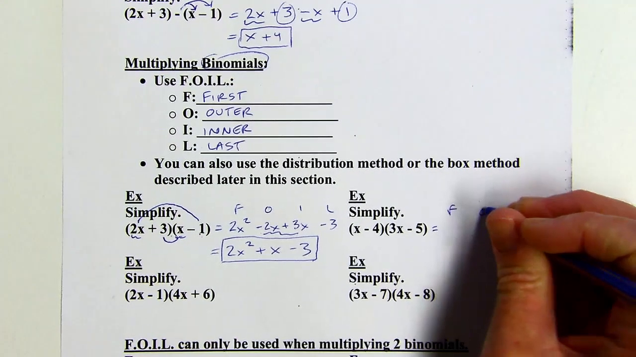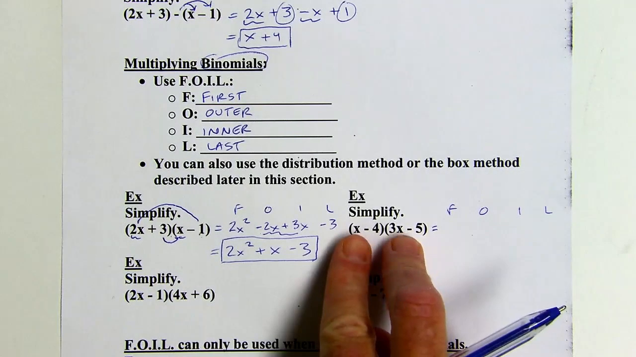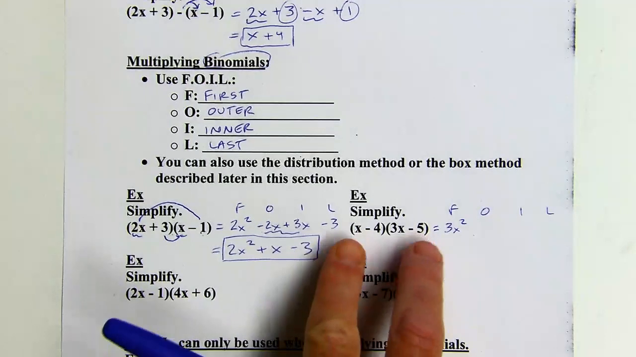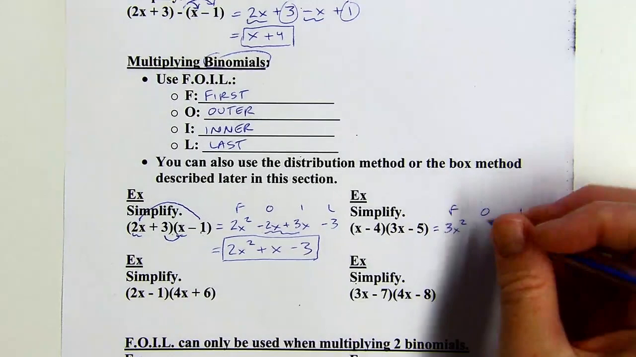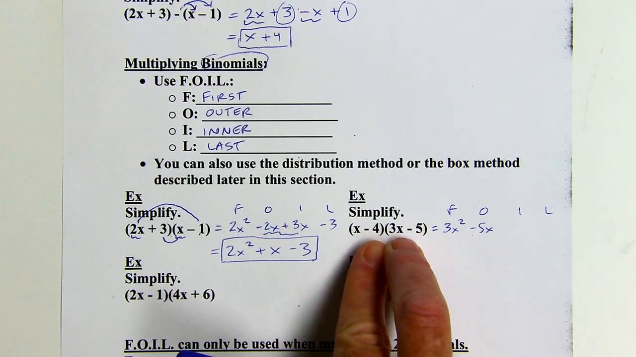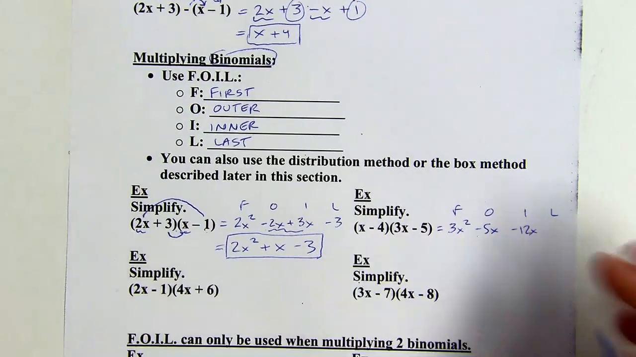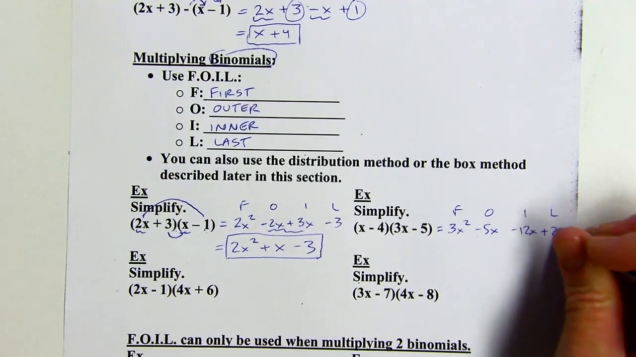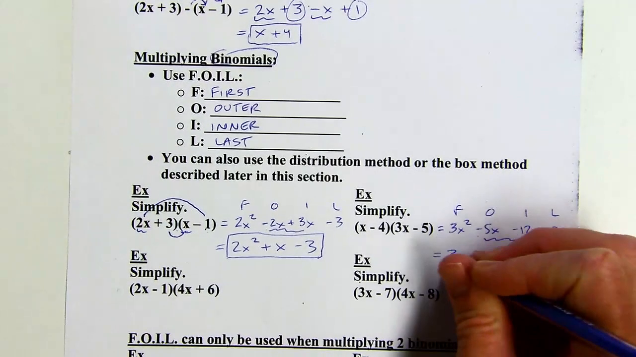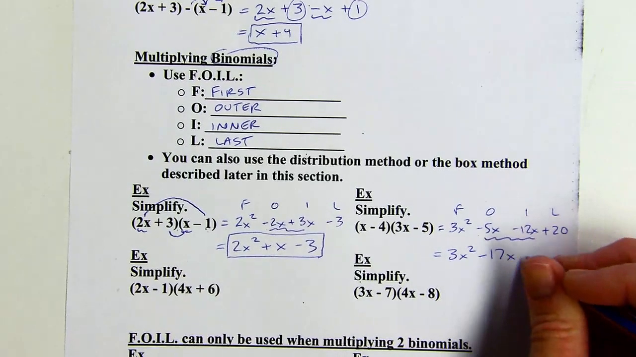This will qualify for FOIL because it's a binomial times another binomial. So first, I'm doing x times 3x. That would be 3x squared. Outer, x times negative 5 would be negative 5x. Inner, negative 4x times 3x is negative 12x. And last, negative 4 times negative 5 would be positive 20. Okay, and then I need to combine like terms. Those two in the middle I can combine again here. So negative 5x minus 12x would be negative 17x.